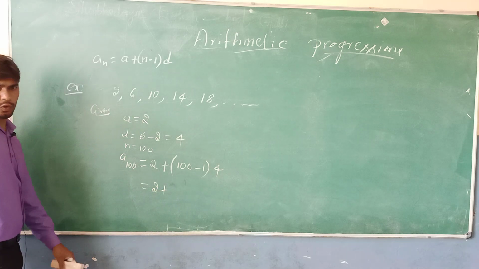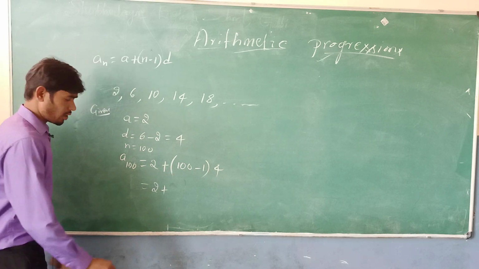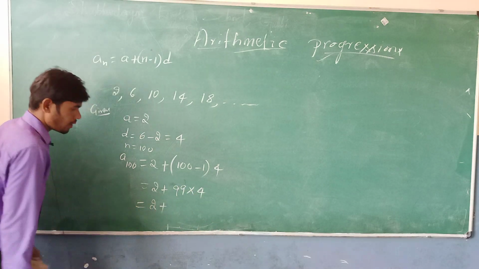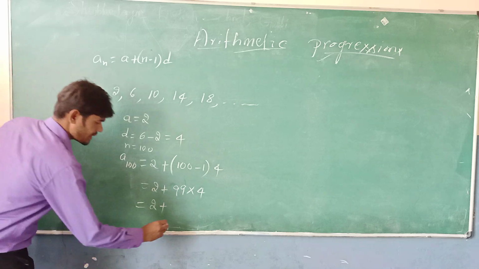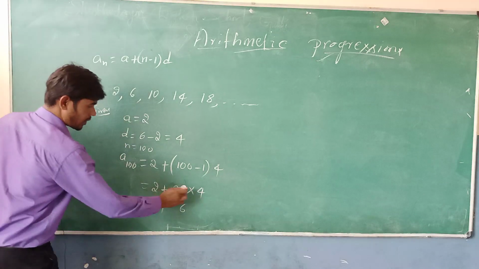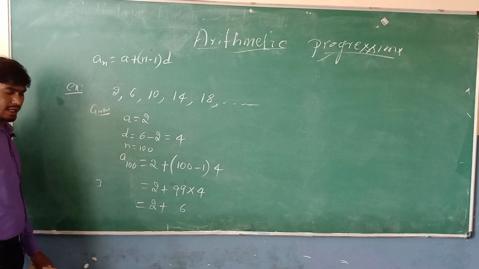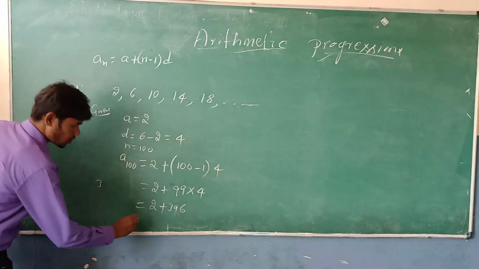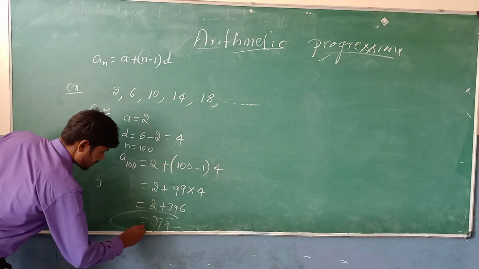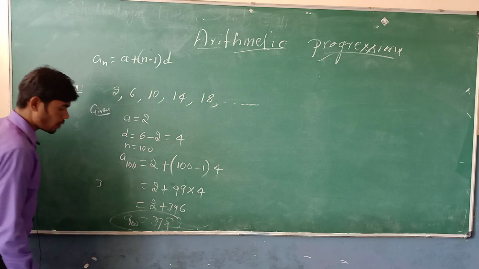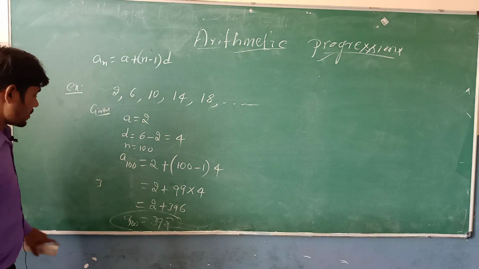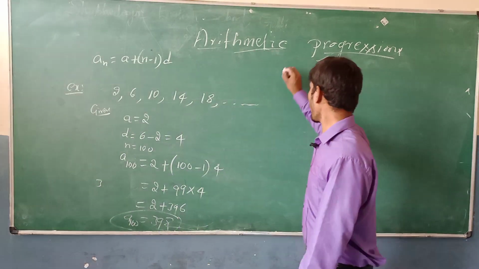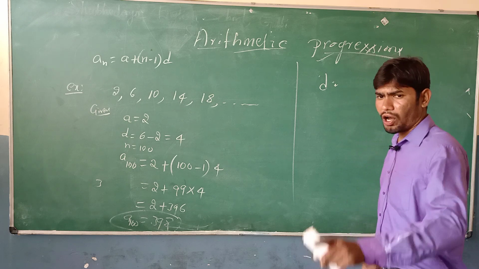2 plus 100 minus 1, which is 99, into 4. 4 nines are 36, write 6 and carry 3; 4 nines are 36, plus 3 is 39. So 396 plus 2 is 398. This means A100 is equal to 398. The 100th term will be 398.